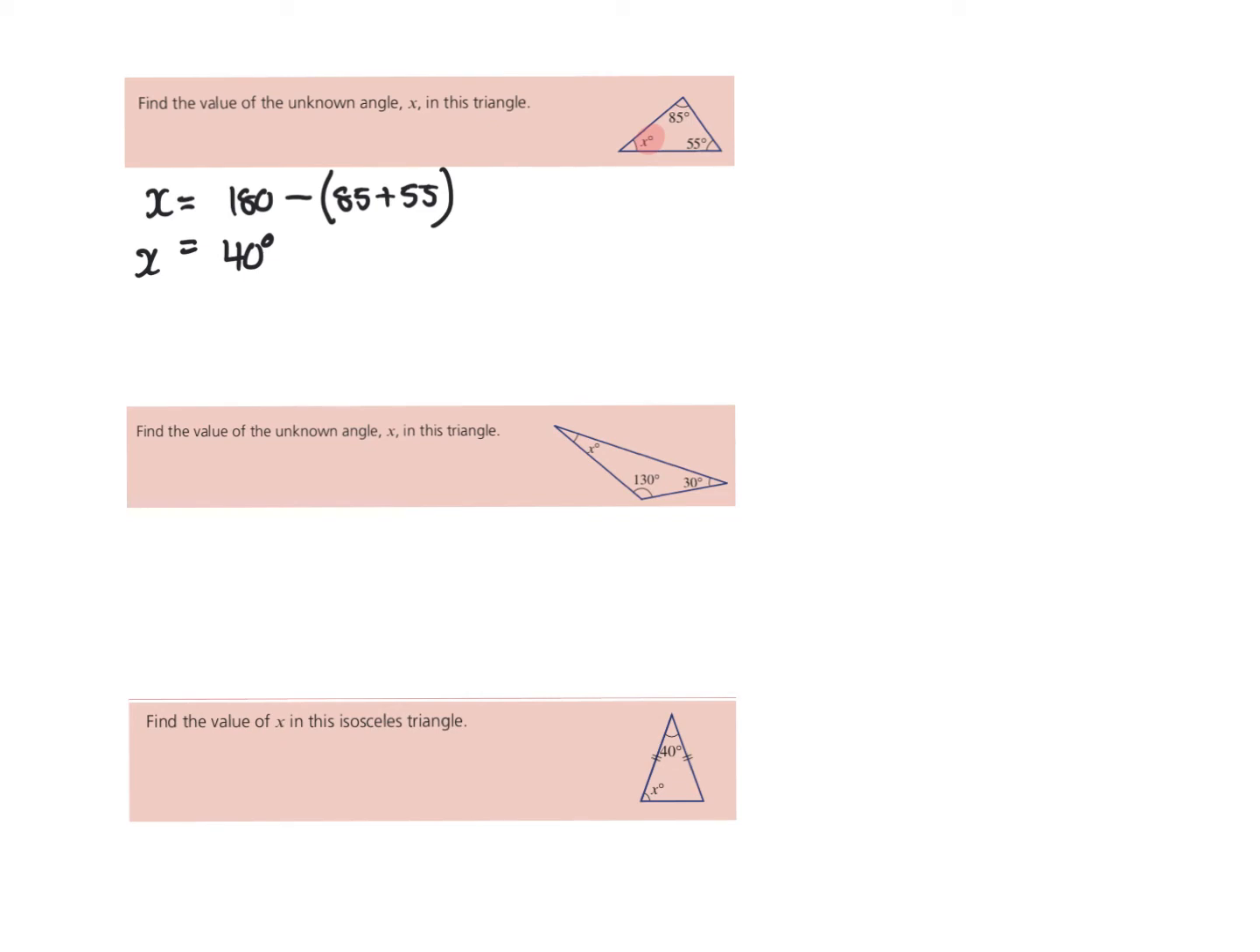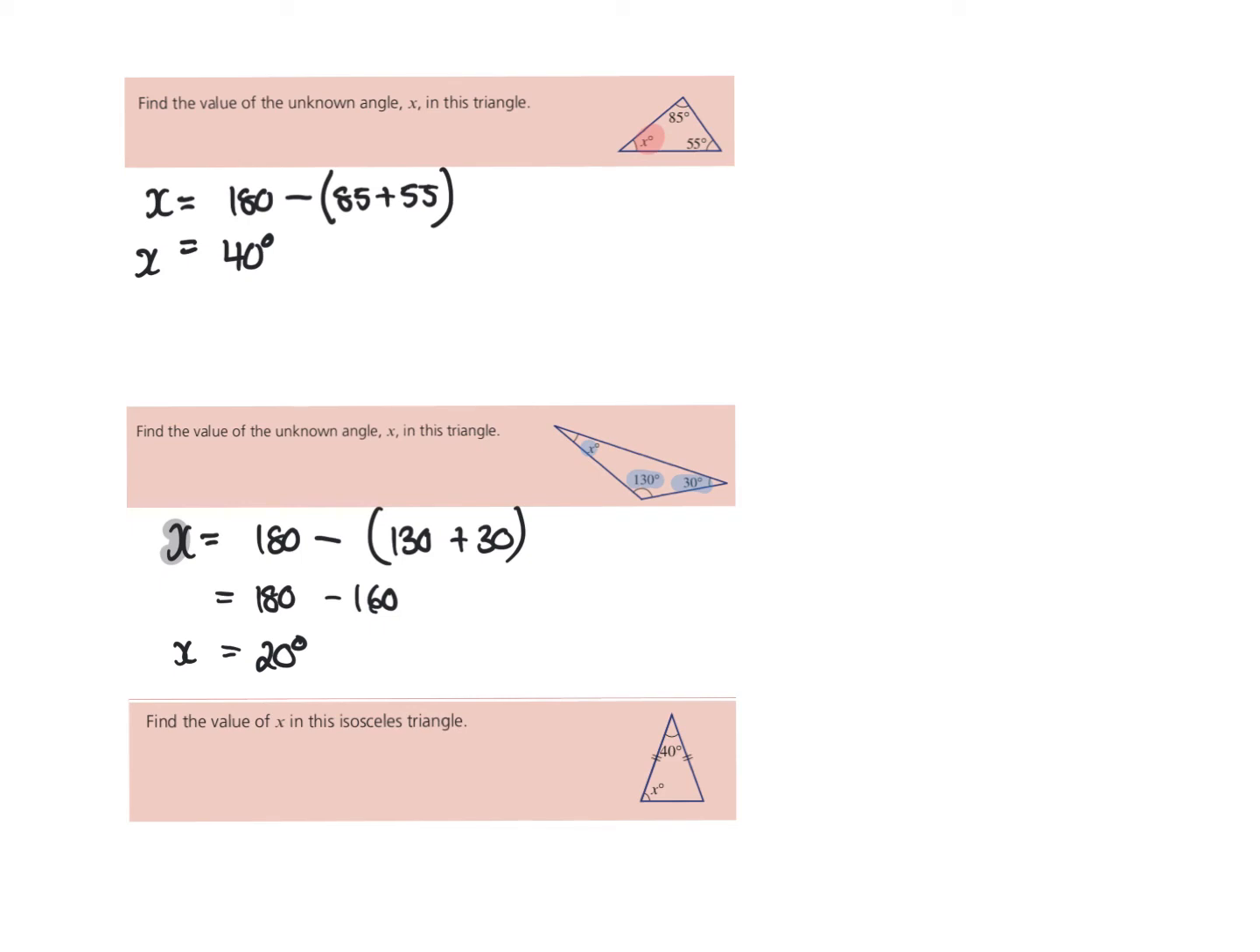Find the value of the unknown angle. Down here, we've got it again. We know x is going to equal 180 minus the other two added together. We've got 30 plus 100, so it's 160. So 180 minus 160 is 20 degrees. So x equals 20 degrees.